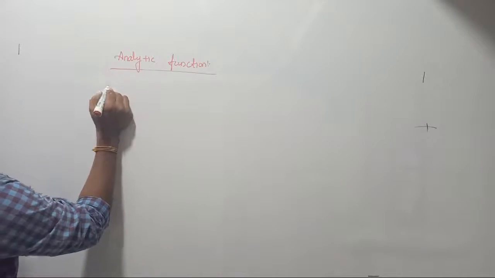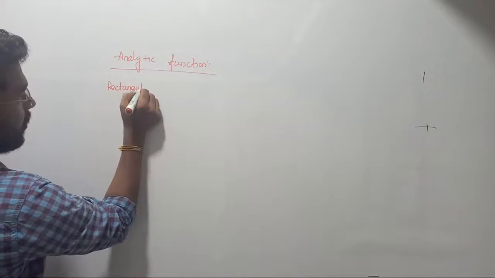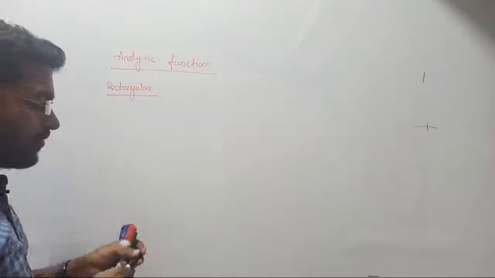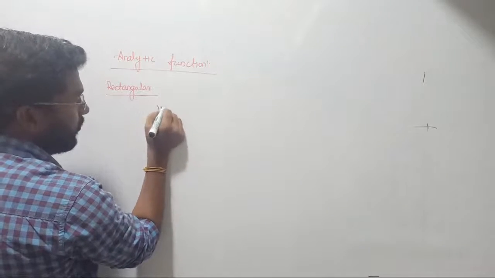Right? For rectangular domain, we are in complex variables. I said we have two domains: one is rectangular domain, another one is polar domain. So he said, take the rectangular domain. In the rectangular domain, your function is defined like this.